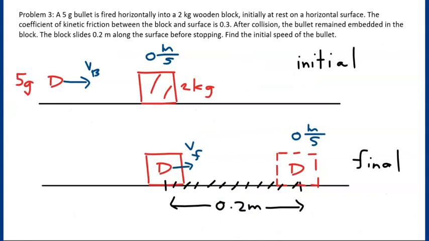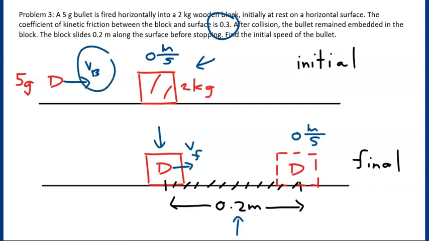Problem 3. A 5-gram bullet is fired horizontally into a 2 kg wooden block, initially at rest, that's this one, on a horizontal surface. The coefficient of kinetic friction between the block and the surface is 0.3. Now after the collision, the bullet remained embedded in the block as shown here. The block slides 0.2 meters along the surface before stopping. Find the initial speed of the bullet.